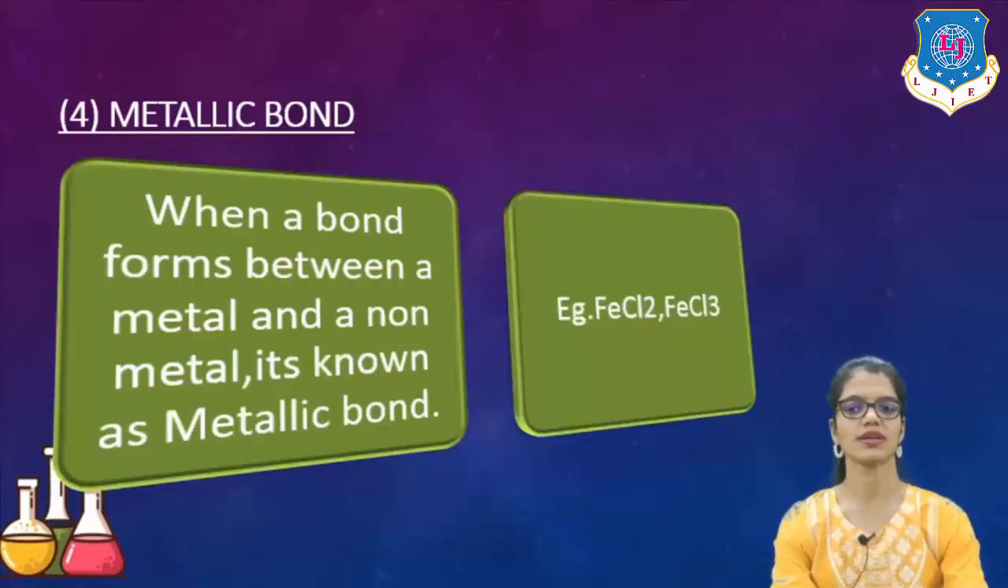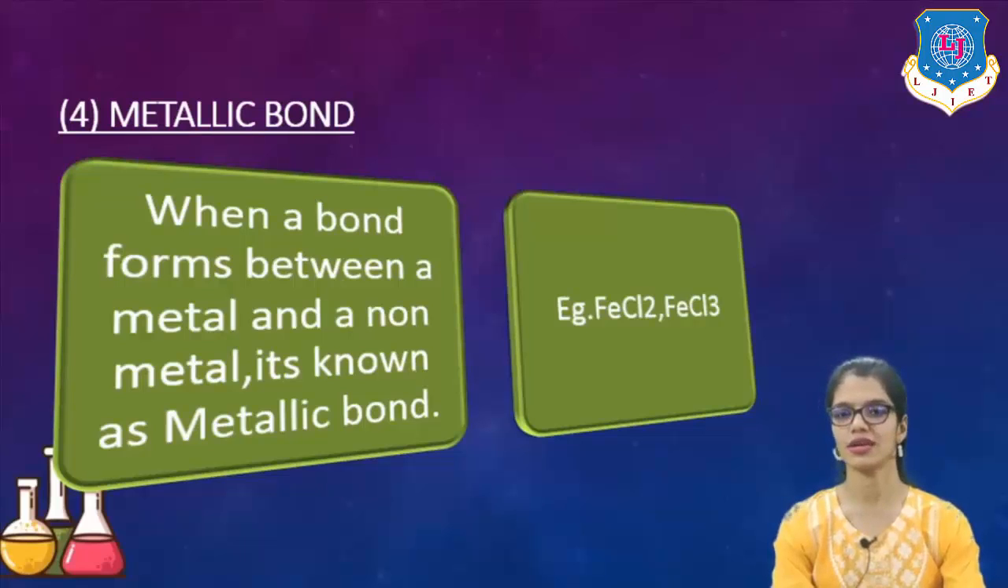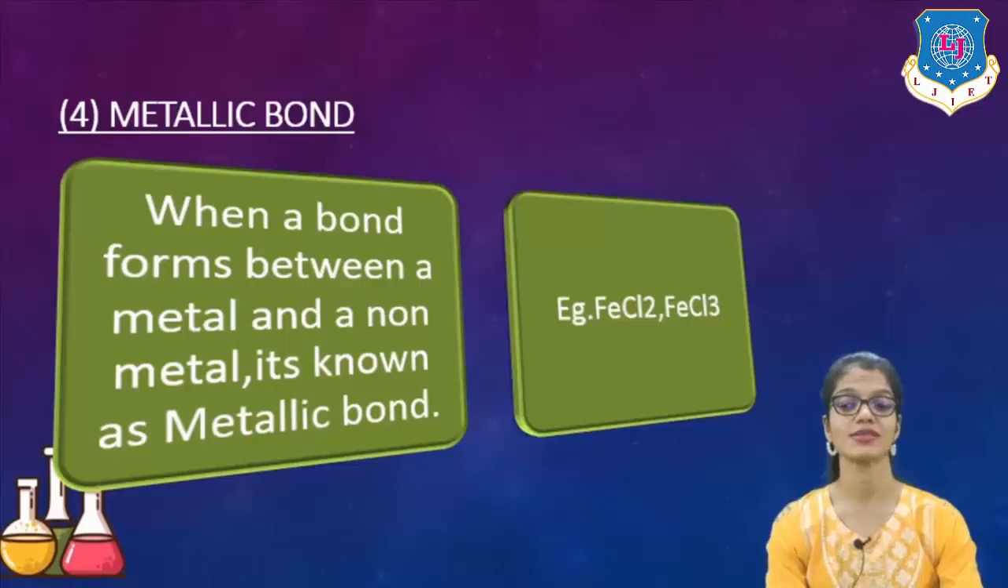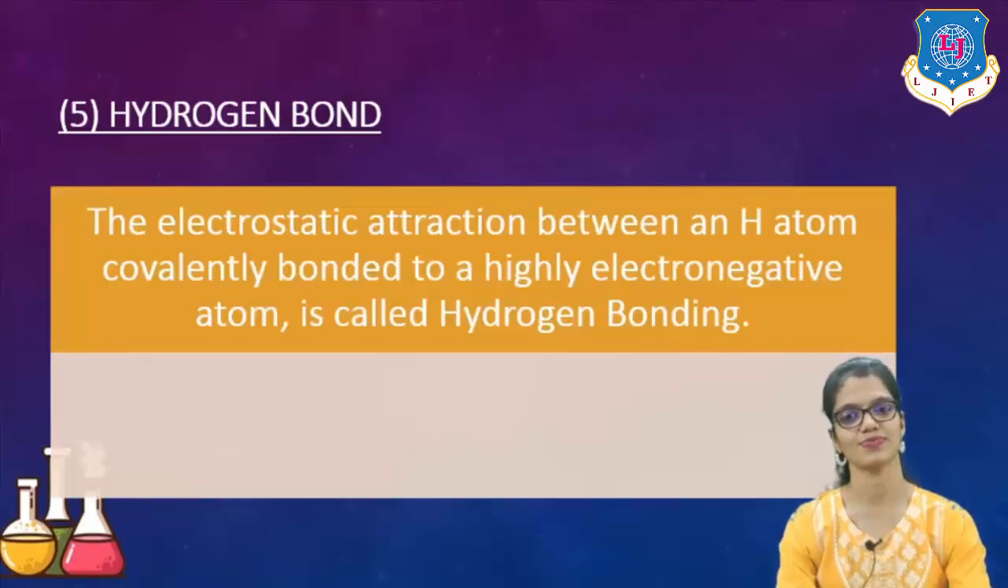Now, next one is metallic bond. How can it be formed? When a bond formation occurs between a metal and a non-metal, it forms a metallic bond, and the compounds are metallic compounds. Let's see the example here. As you can see, FeCl2, FeCl3, K2CrO4, right? These are all examples of metallic compounds or metallic bonds.